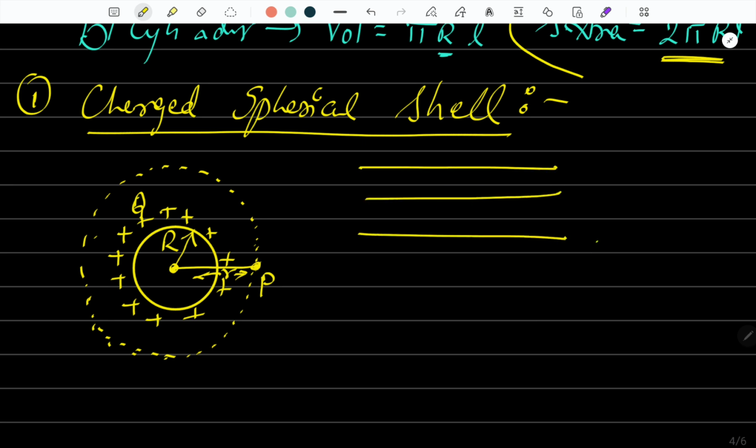Okay, with this you can write the initial explanation. What is the initial explanation that we can write? I'll just dictate, you can make a note if you want.